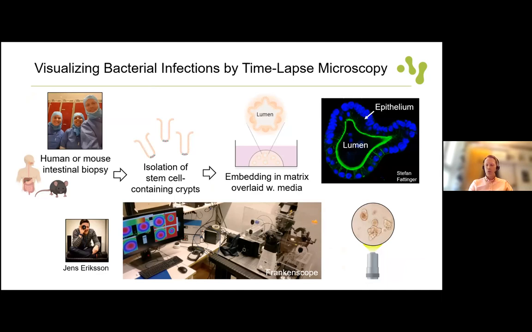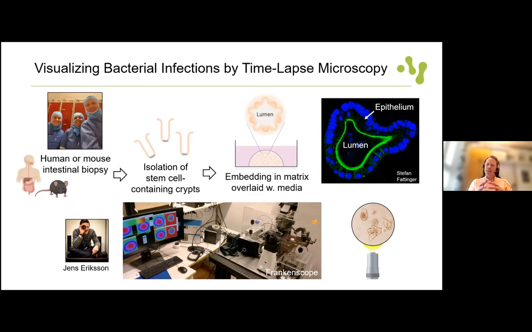And to the upper right, you see an example of what this can look like. You have this beautiful structure with a standing epithelial layer, just as would be happening in your gut. And there's a central lumen, and we can then deposit in our bacteria here. And Jens Eriksson, who you see in the bottom photo there, has been employed in the group to build a microscope platform that's compatible with studying infections in these miniature organs.